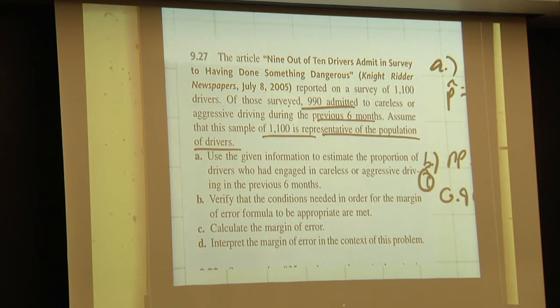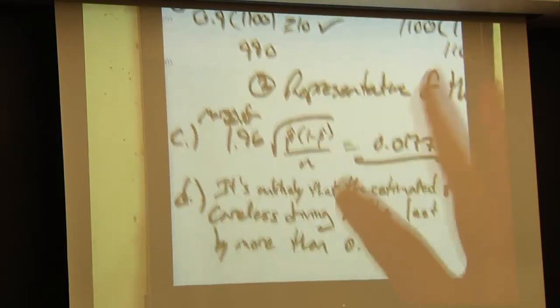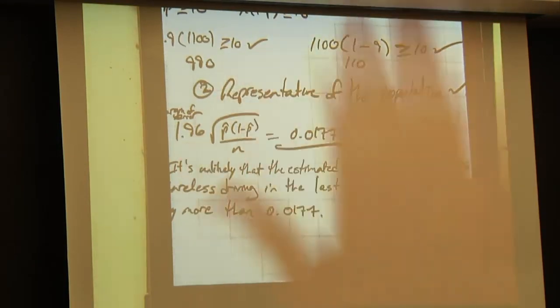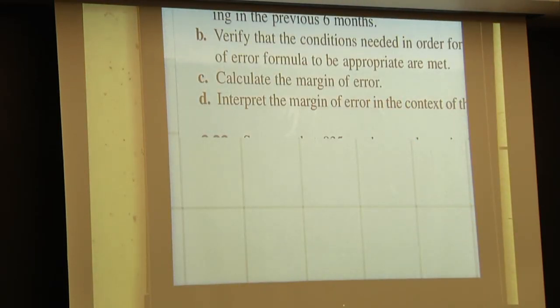So they ask us to do things. Some of this doesn't really apply to what you were asking, which is okay. This was just calculate p hat. This was see if we're representative. This is just nonsense for you guys right now. C was calculate the margin of error. Now with this one, we're looking at a proportion.